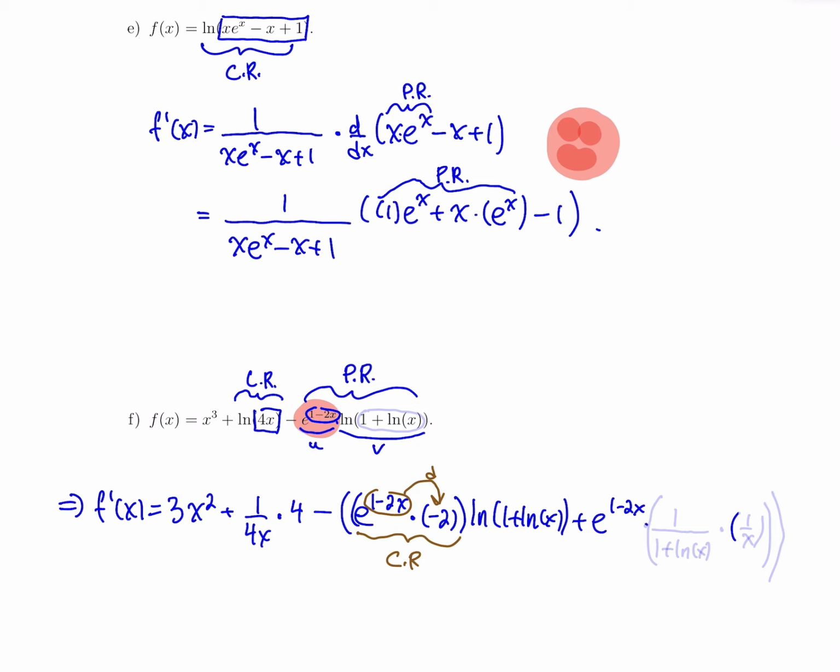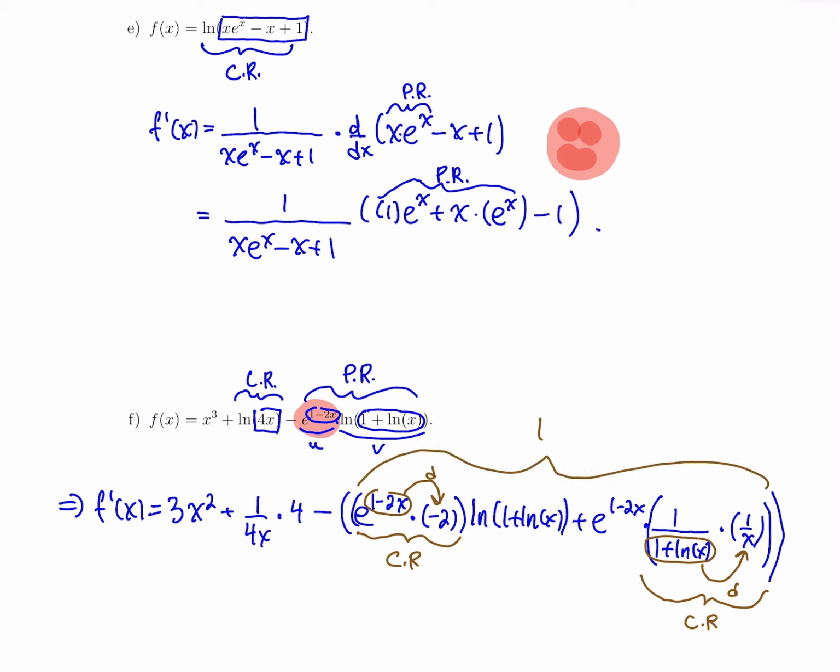So what about v prime? We have ln of something, so you get 1 over that something, which is 1 plus ln of x, times the inner derivative. The derivative of 1 is 0, the derivative of ln of x is 1 over x, so you get 1 over x, and that part is the v prime. And as I said earlier, if you can just do it in one shot, you don't have to worry about simplifying it. This is as good as it gets.